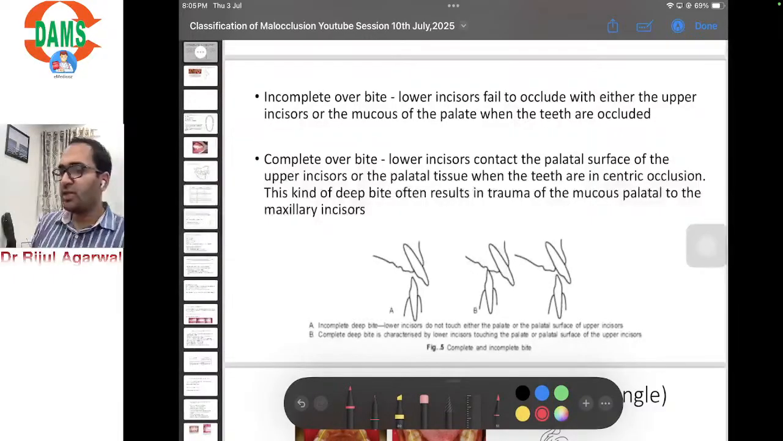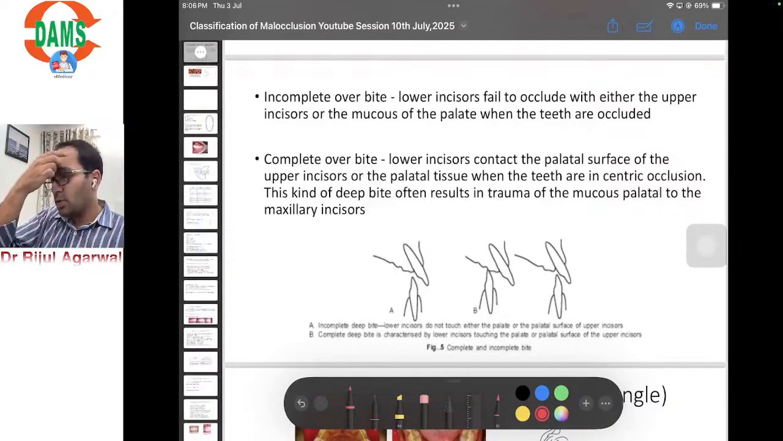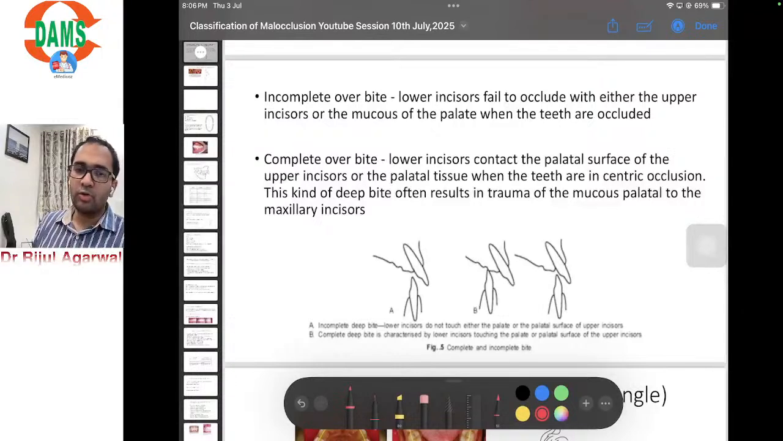So what will happen when these teeth touch the upper incisors or palate? They result in trauma to the upper incisors, or there is inflammation in the palatal region, and this is the most common cause for patients to undergo orthodontic treatment, because deep bite has the maximum prevalence in India. Nearly 95 to 99% have this kind of orthodontic problem, and this becomes a functional cause for treatment, apart from the aesthetic reasons for which patients undergo orthodontic treatment.